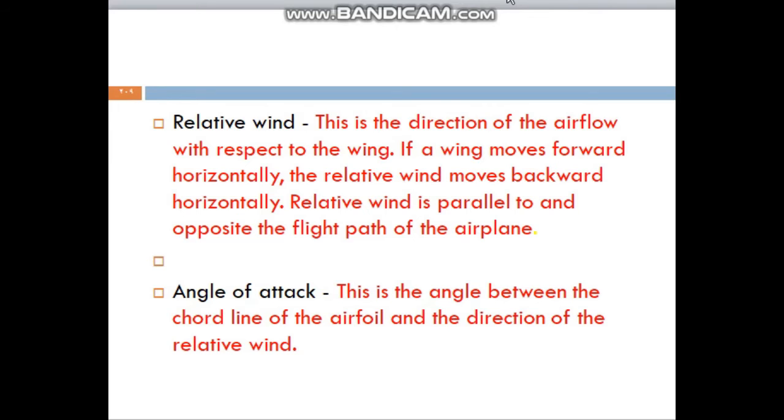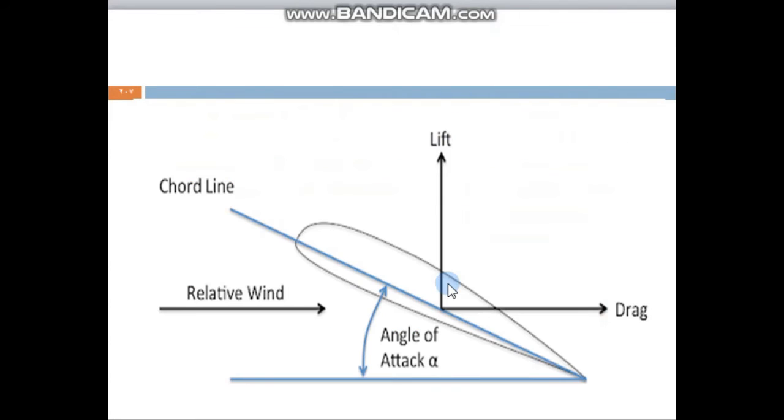After that we have the angle of attack, and this is the most important thing. You have to keep it like the back of your hand. Angle of attack: this is the angle between the chord line of the airfoil and the direction of the relative wind. As we see in the figure, the angle of attack will be drawn between the chord line and the relative wind.